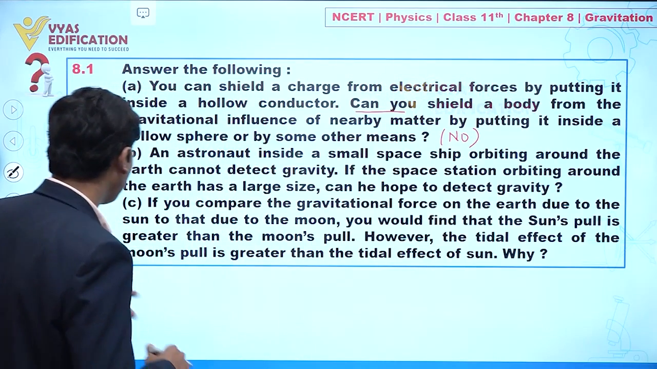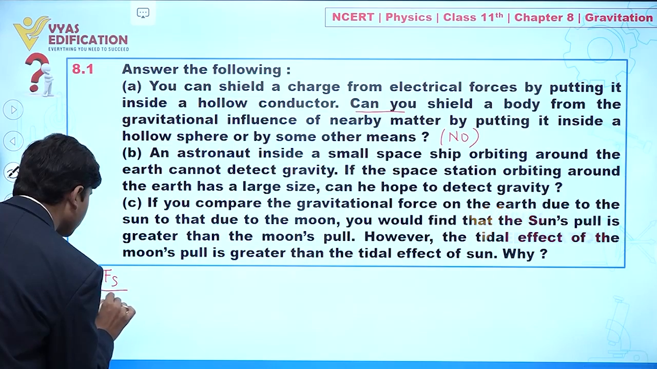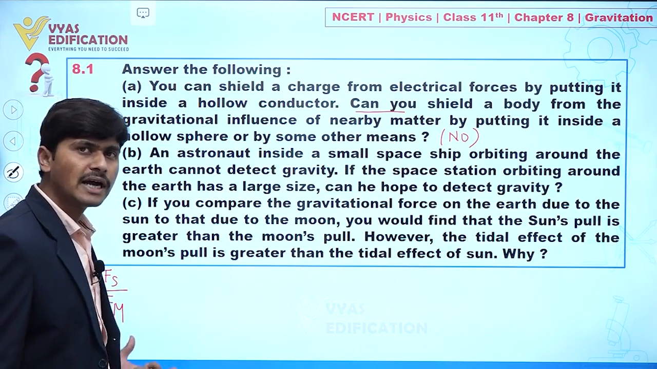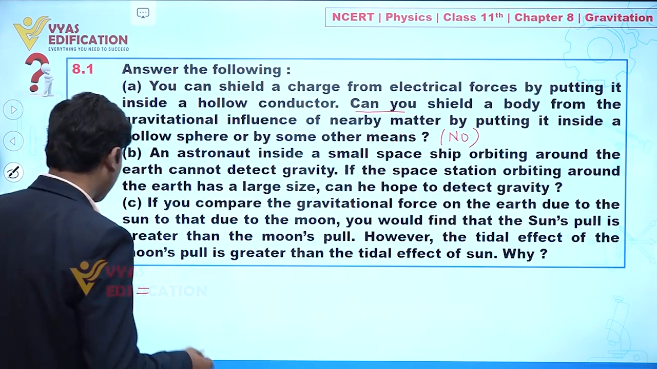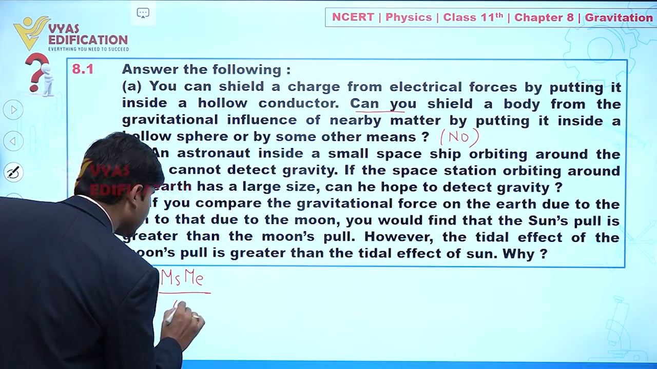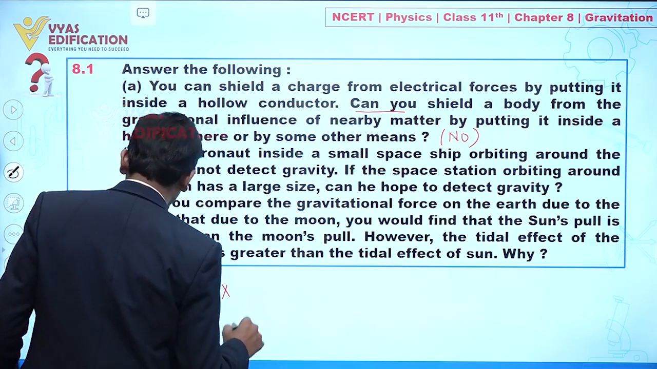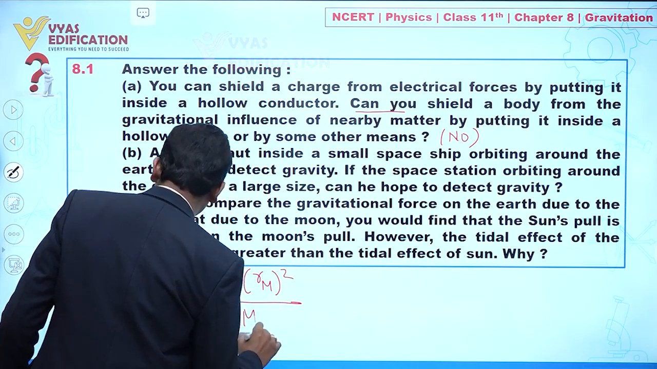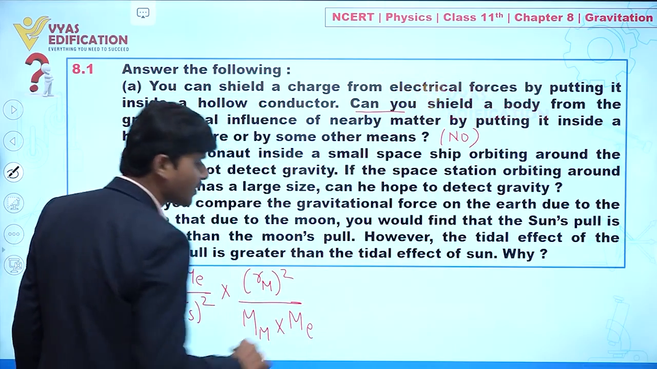If I write the ratio, I can say the gravitational force between Sun and Earth to the gravitational force between Moon and Earth. This ratio is given by G m1 m2 upon r square. So I am writing here: this is Ms times ME over RS square, the distance between the Sun and the Earth, multiplied by RM square divided by MM multiplied by the mass of the Earth.